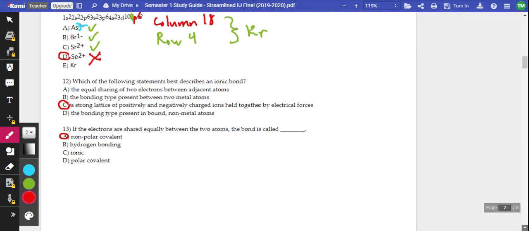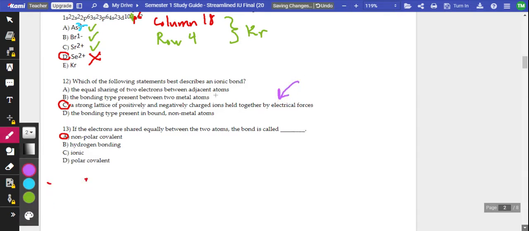Number 12. Which of the following statements best describes an ionic bond? Well, it's going to be a give and take of electrons. We should end up with charged ions as a result, positively charged cations and negatively charged anions, held together by electrical forces, the electrostatic force we call Coulomb's law. So yeah, this one looks best to me.